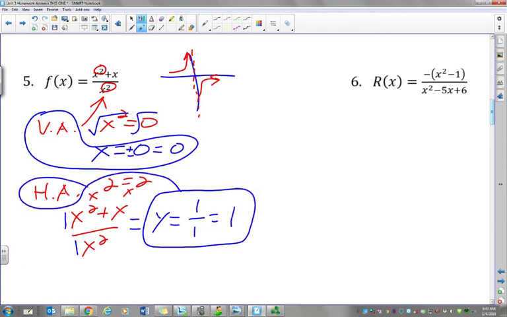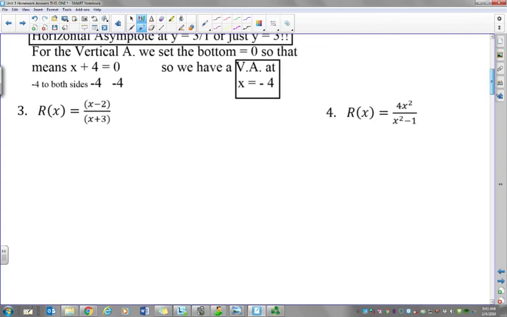Now to help you understand this a little better, if you remember from class, number 4 is a really good example of a horizontal asymptote where we have a different number other than 1. We have a 4 in front of that x squared. The powers are the same, so we're just going to use 4 over 1. So the horizontal asymptote is just 4 over 1. Not too bad on number 4, right?